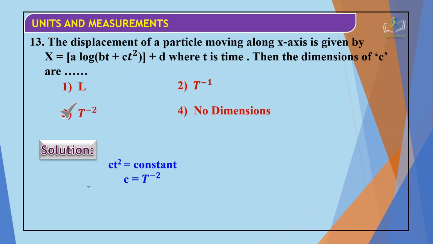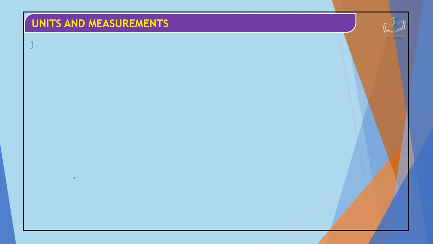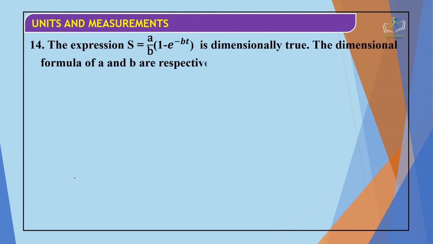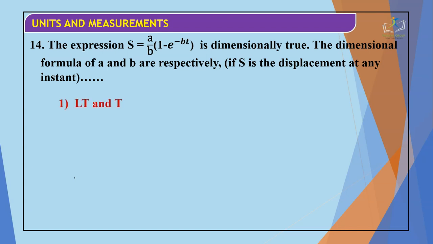Now moving on to the next question. The expression S is equal to A by B times 1 minus e to the power minus bt is dimensionally true. The dimensional formulas of A and B are respectively, if S is the displacement at any instant. We have the options: LT and T, L minus 1 T and T minus 1, LT minus 1 and T minus 1, LT minus 1 and T.